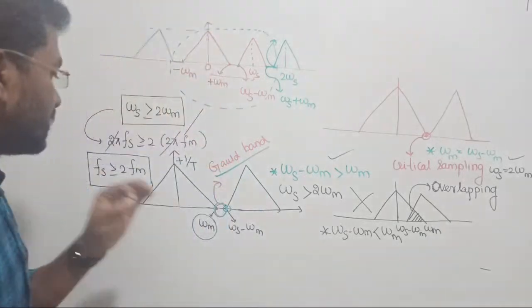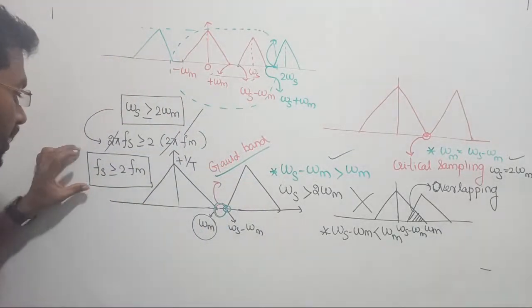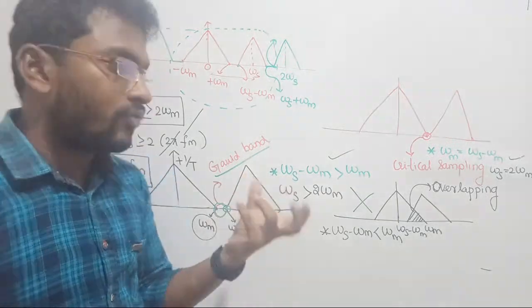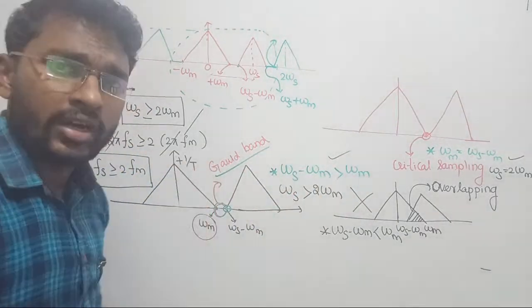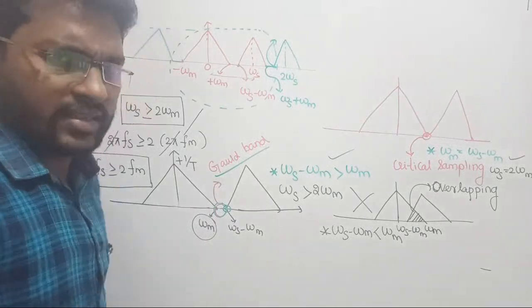Clear? So this is called what? Sampling frequency. This sampling frequency is often called, let me define, right? So let us define according to the Nyquist theorem, right? He is the scientist, we all know.